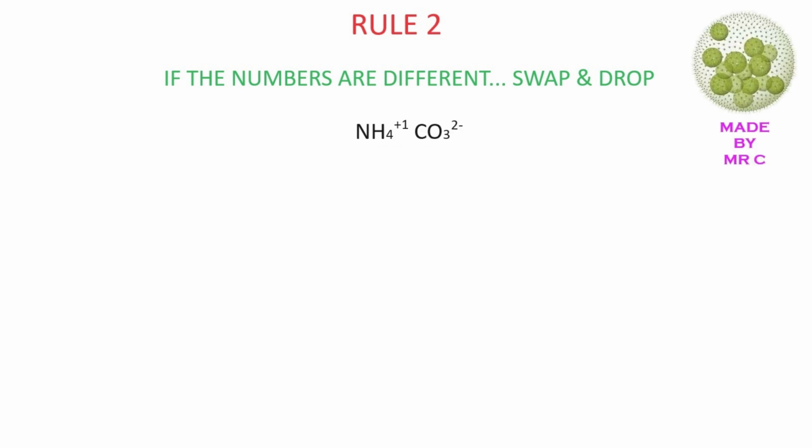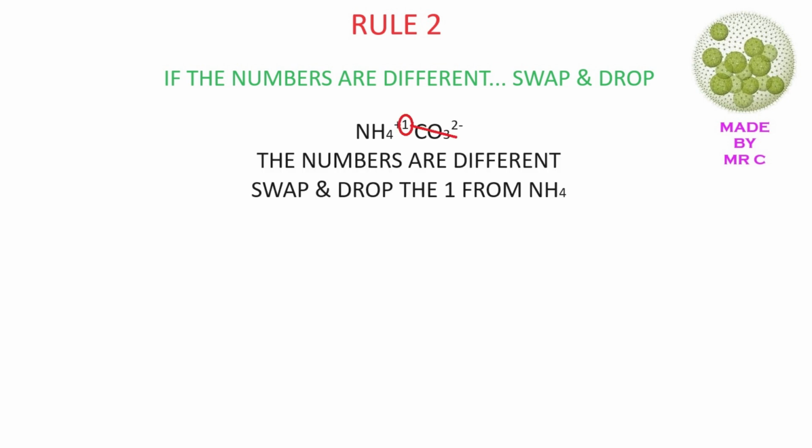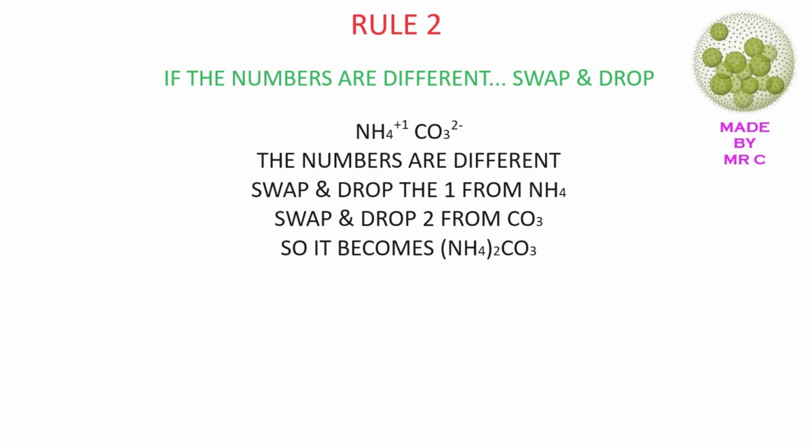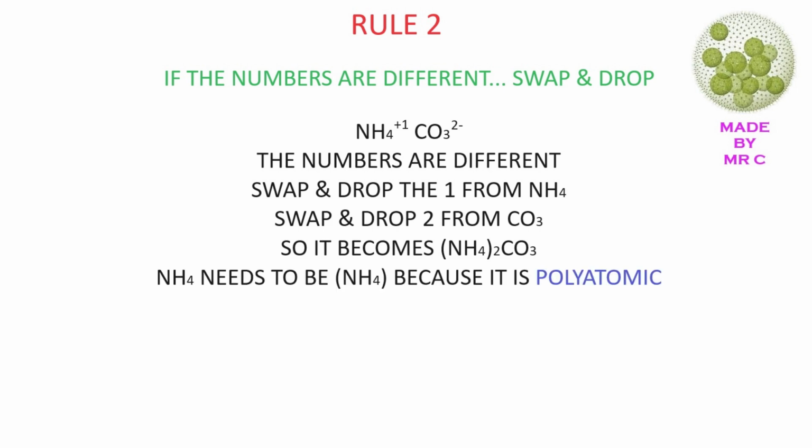Let's have a go at another one. Remember, as long as you've got a cation first and an anion second, we don't need to worry about the charges, we just worry about the numbers. So we have ammonium that is +1 and carbonate that is -2. Again, the numbers are obviously different. We swap and drop the 1 from the ammonium and we swap and drop the 2 from the carbonate. So it becomes (NH4)2CO3. The NH4 needs to be in brackets because it's polyatomic, which means the entirety of NH4 has the charge of +1. Not the N, not the 4. NH4 is +1. So it needs to be put in brackets.